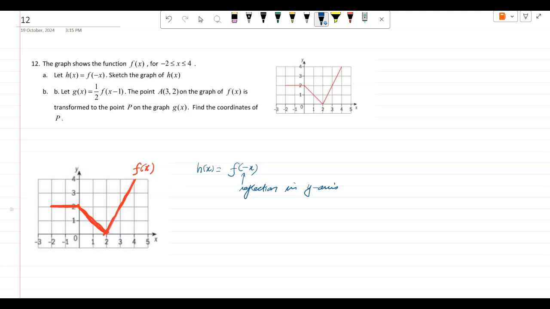So now you reflect this. So this is 2 units, correct? And this is 4, minus 4. See, I knew something would go. Always something goes on. So that's my h(x). So the red is your f(x), and you reflect in this, you will get your h(x).